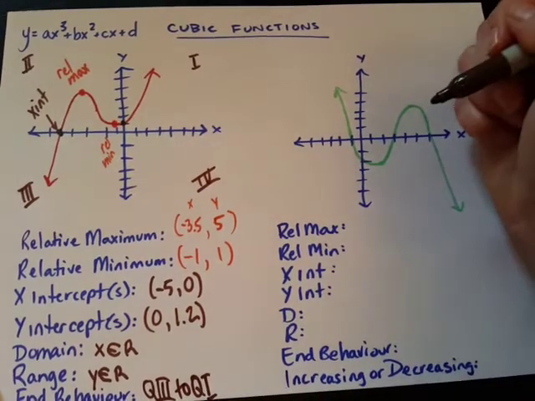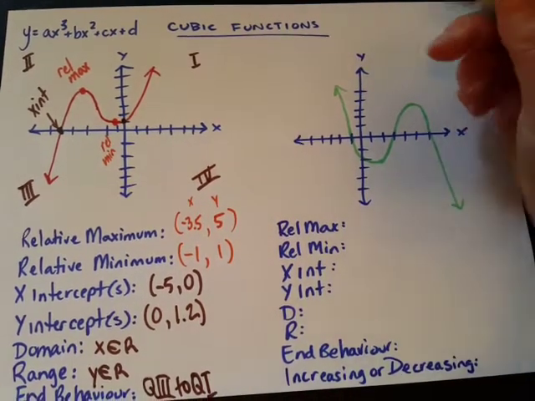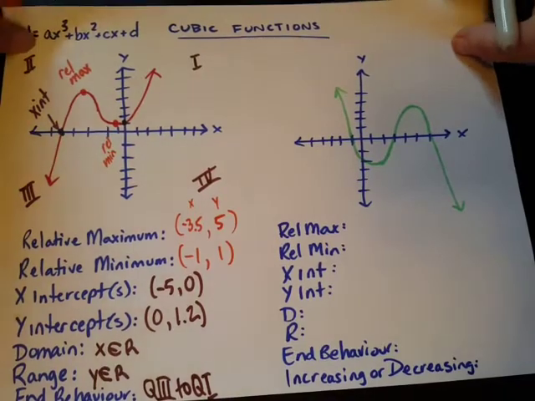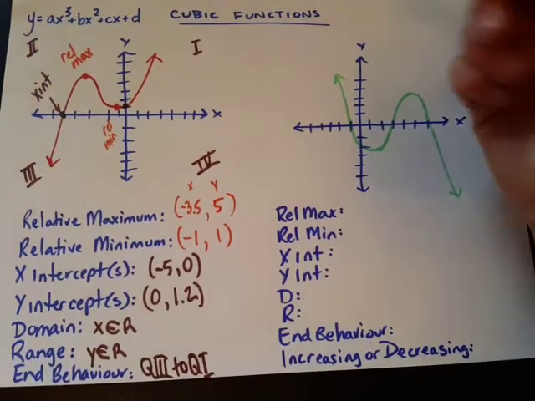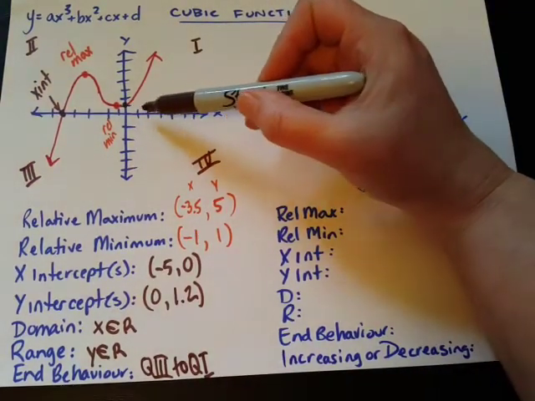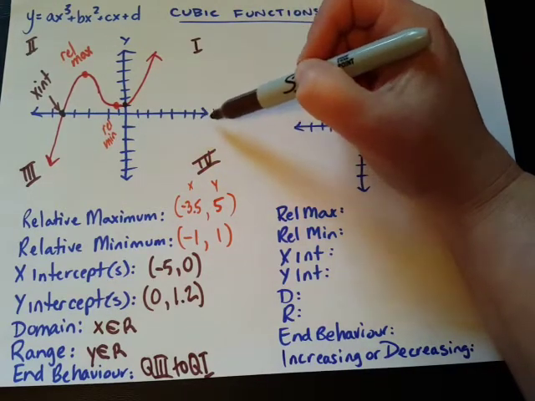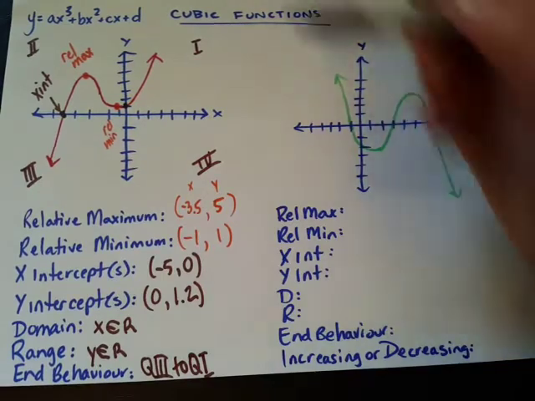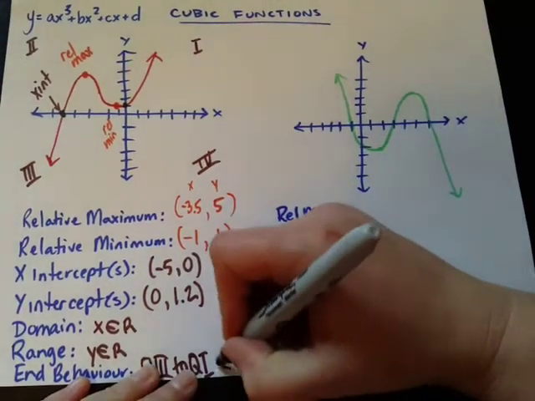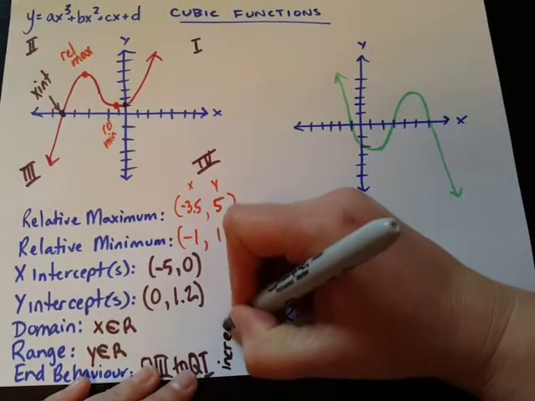Another characteristic is we should say whether this is increasing or decreasing. And we'd want to look here. As x gets bigger, what happens to y? As x increases, y increases, so it's going up. So we could call this an increasing function.